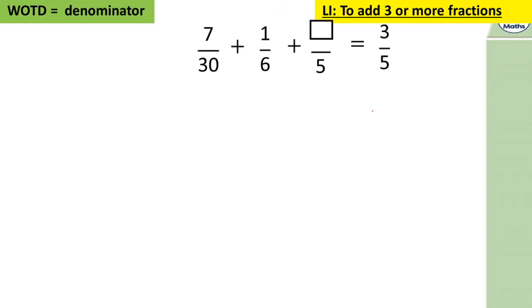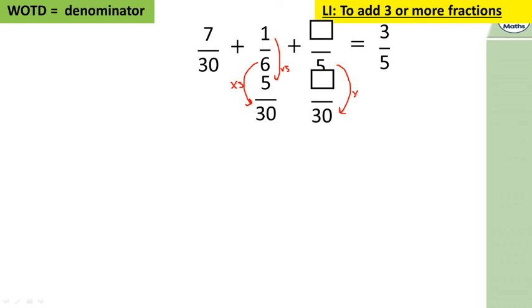Okay, here we have 7/30 plus 1/6 plus something fifths equals 3/5. So we need to make the denominators the same. So that's what we started to do here. So 7/30, we need it in 30ths. We want to do a 6 to make it equal 30, times it by 5. Whatever you do to the bottom, you do to the top. So here we've got 5 to 30. Once again, we know we times that by 6.